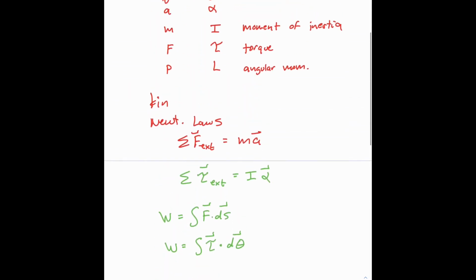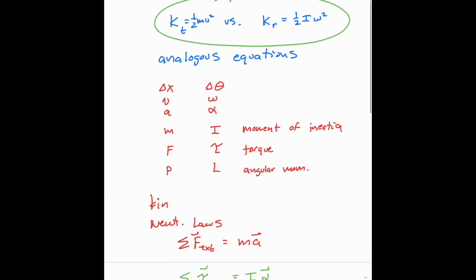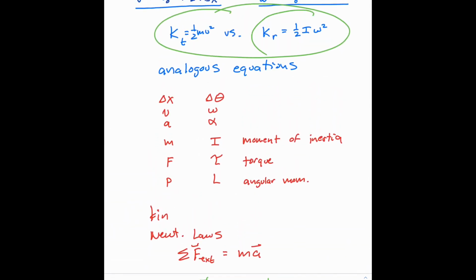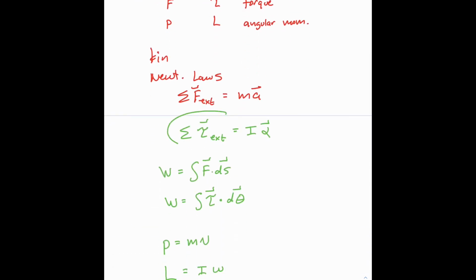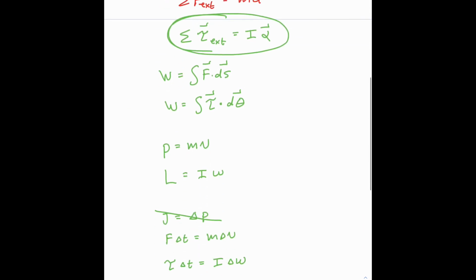So let's circle or highlight these new equations. We're already getting familiar with an equation for rotational kinetic energy. In the next chapter, we'll study torque and angular momentum and a substitute for the impulse momentum theorem when it comes to objects that rotate.